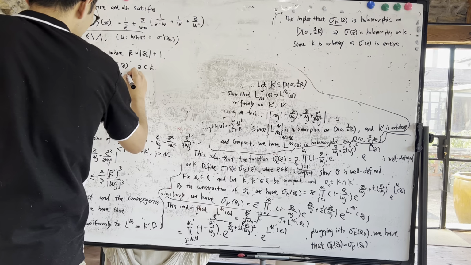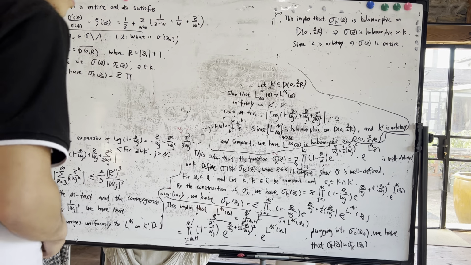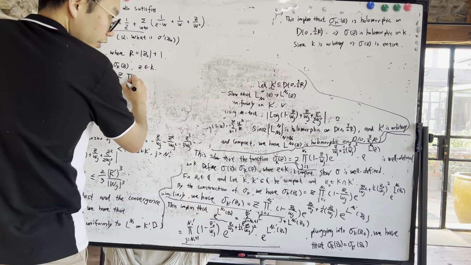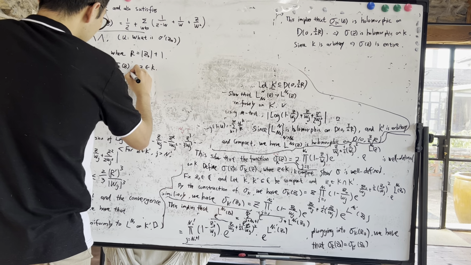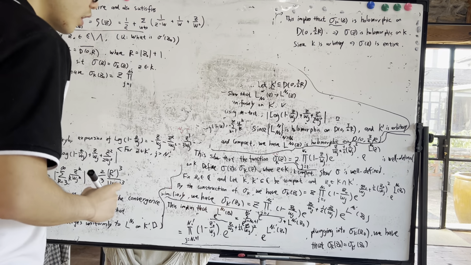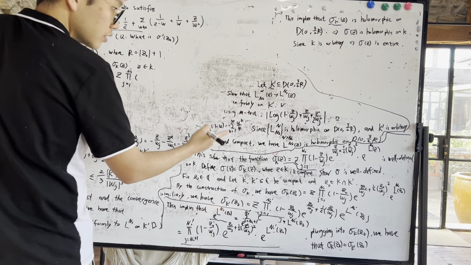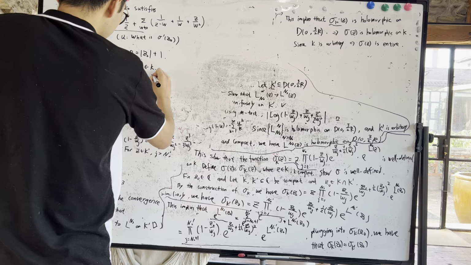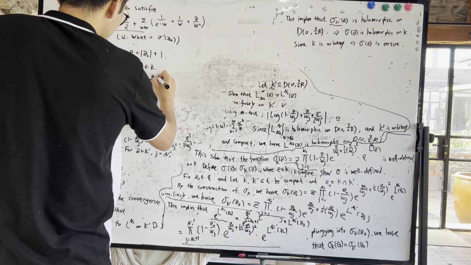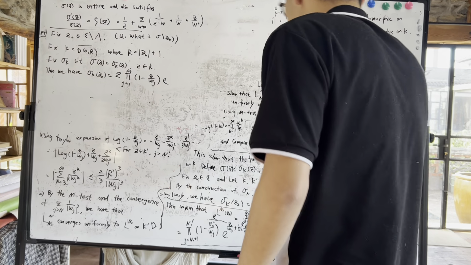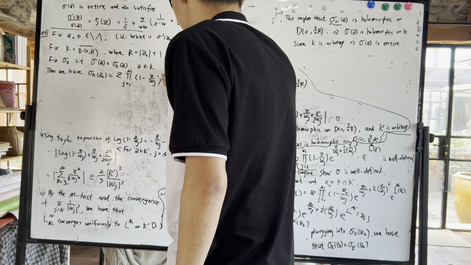z times the product, j from 1 to n naught, of the finite product 1 minus z over omega j times e to the, sorry, this is z naught.